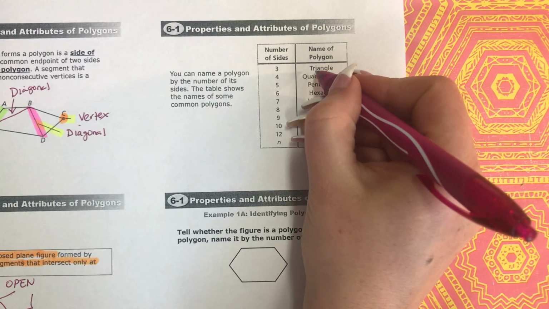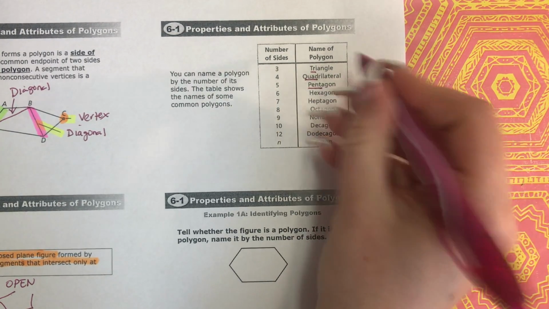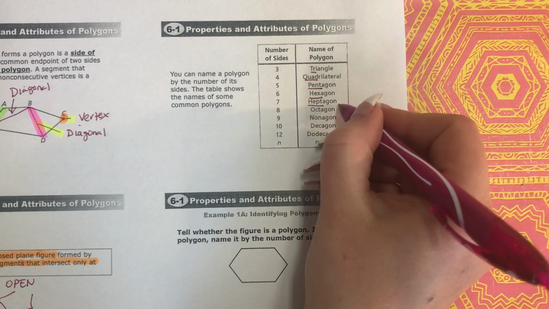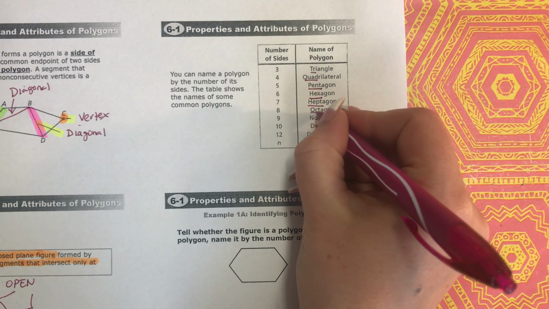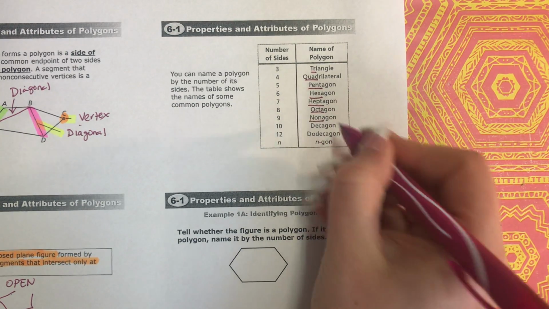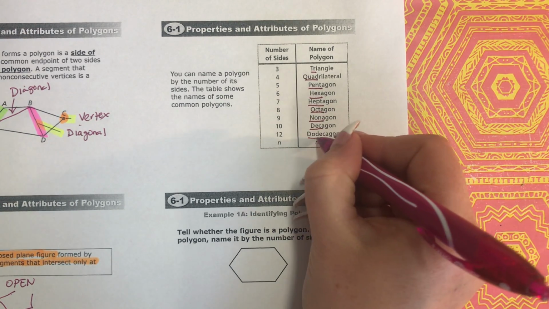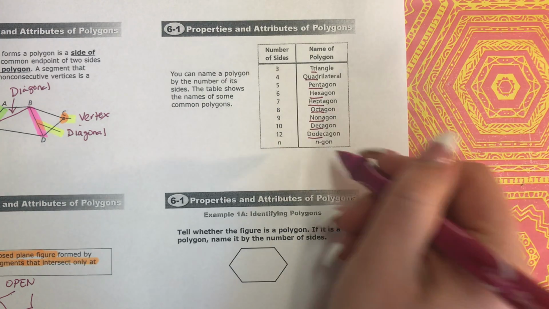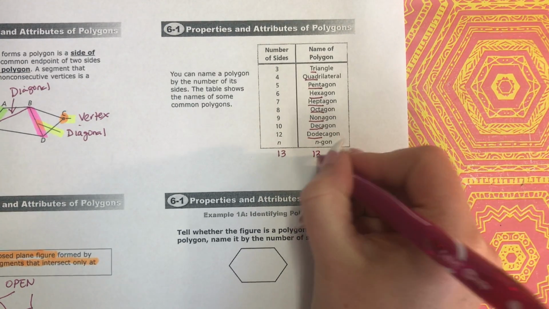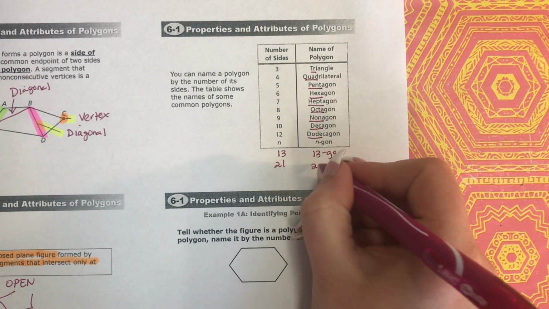If you look, tri means 3, quad means 4, penta means 5, hexagon means 6, hepta means 7, octa means 8, nona means 9, nonagon is 9, decagon is 10, dodecagon is 12, and after that it's just an n-gon. So if it had 13 sides, we would just call it a 13-gon. Or if it had 21 sides, it would be a 21-gon.